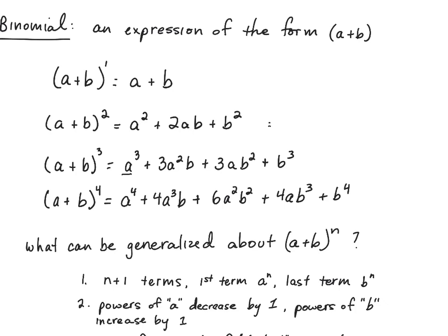The powers of b, here it's b to the first power, here we have b to the second power, and here we have b to the third power. So the powers of b seem to be increasing by 1, and we can look here at a plus b to the fourth to see if the pattern holds. We have a to the fourth, and then an a cubed, and then an a squared, and then a to the first power. And similarly, the powers of b are increasing, b to the first, b squared, b to the third, b to the fourth. So the powers of the first part of the binomial are decreasing, and the powers of the second piece of the binomial are increasing.